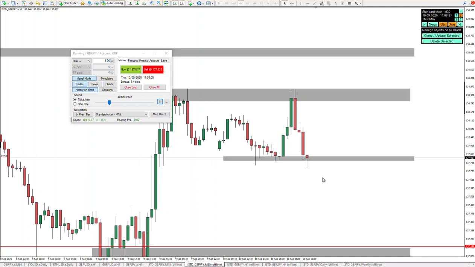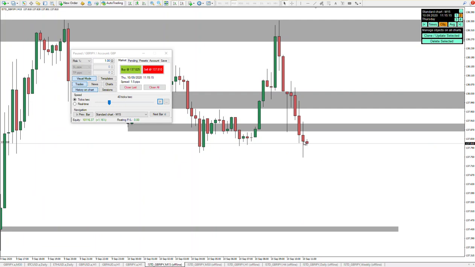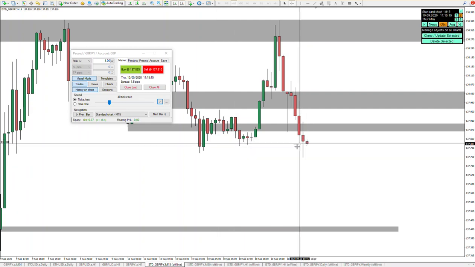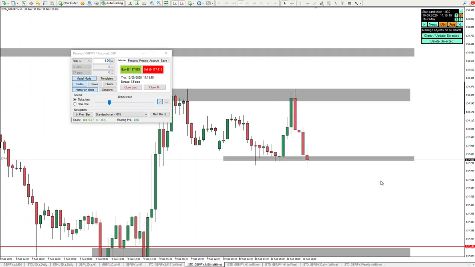Let's resume. 50-minute candle closed like bearish. Still above this support. It broke that support. I'm still not eager to sell, but I really want to have this sell.